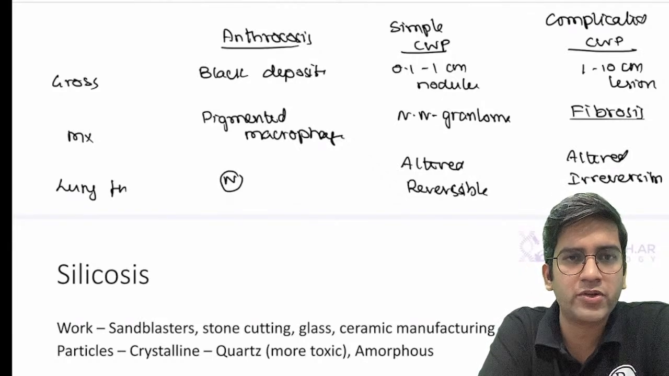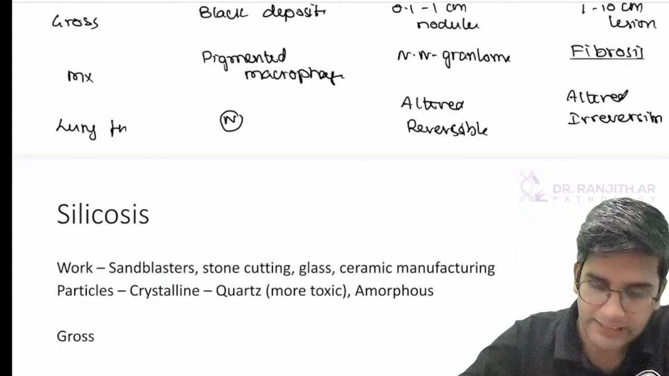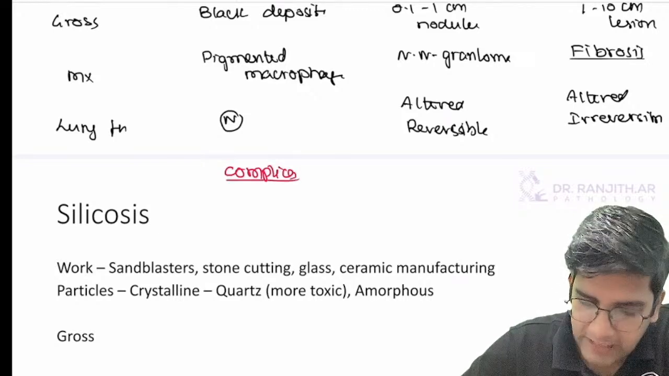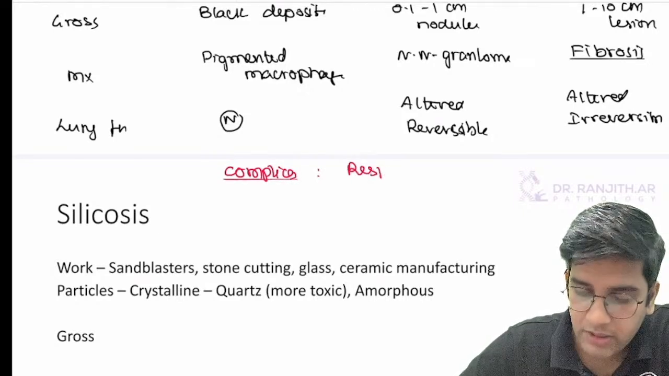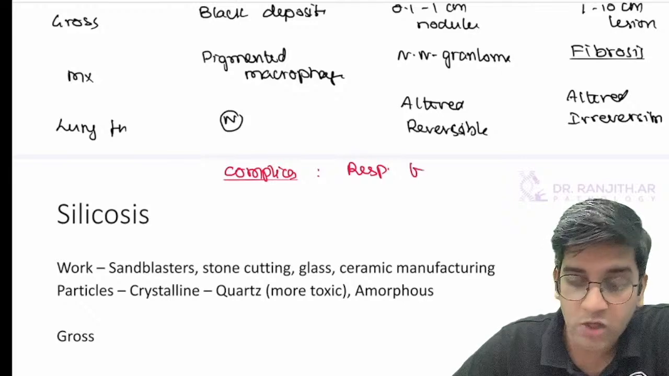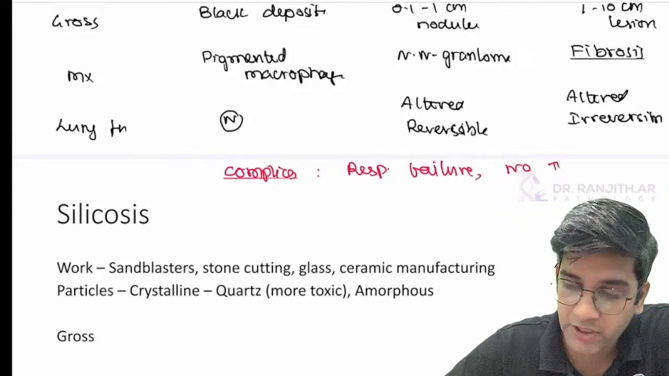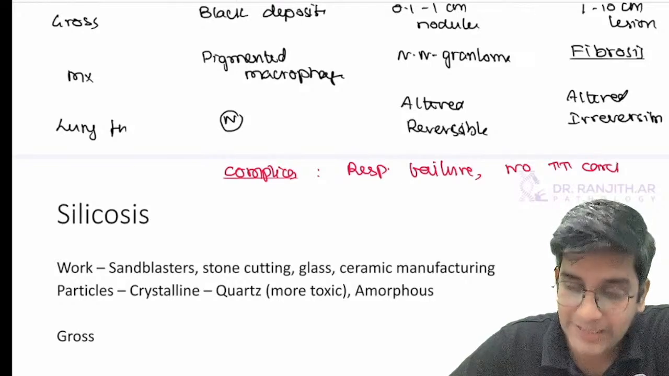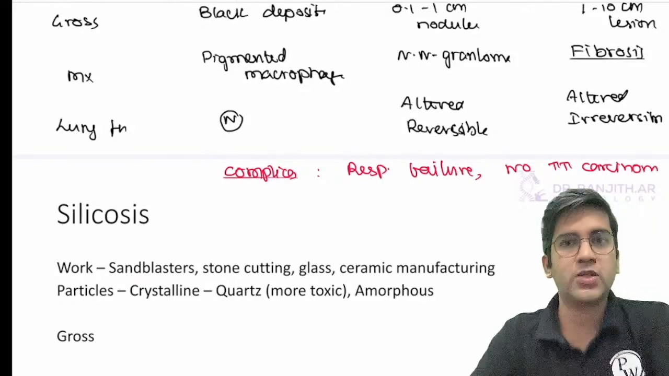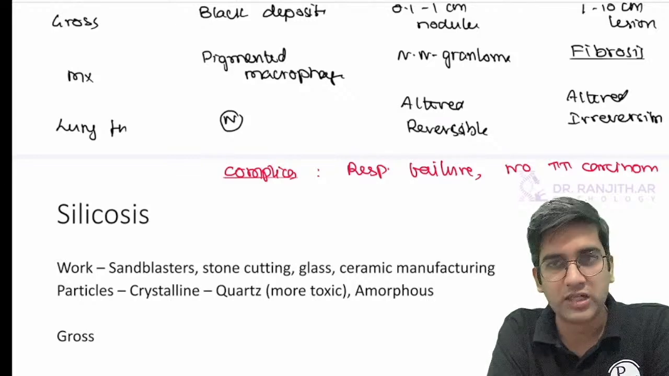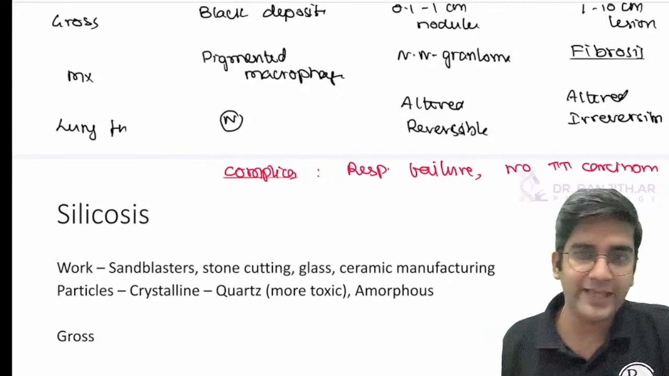Complication of Kohlberger's pneumoconiosis? Undoubtedly respiratory failure, right? So in case of CWP, you might end up having a respiratory failure. Kohlberger's pneumoconiosis will not result in cancers. There is no increased risk of carcinoma formation. You can write that. Only silicosis and asbestosis and quite a few other occupational lung diseases can have an increased risk of carcinoma. Your anthracosis, or Kohlberger's pneumoconiosis, does not have an increased risk of carcinoma.